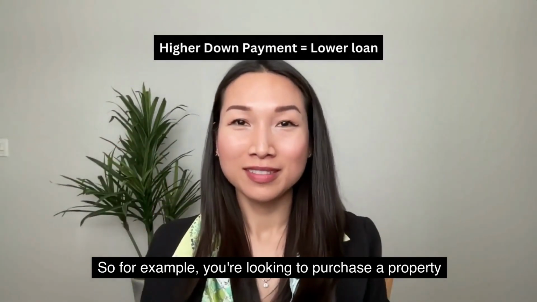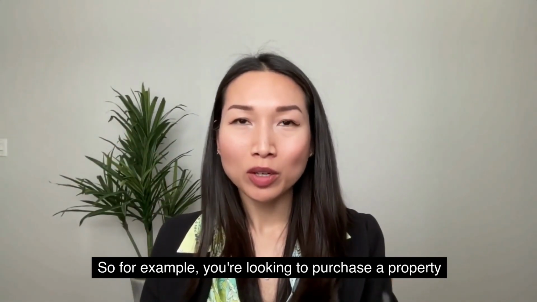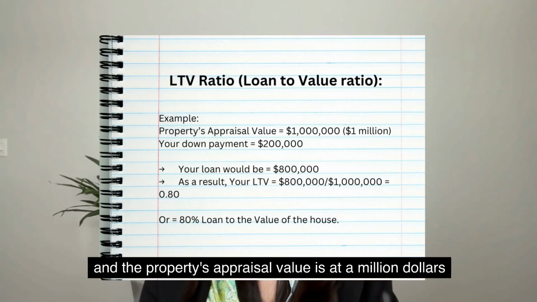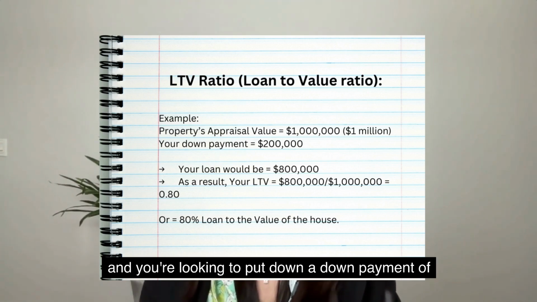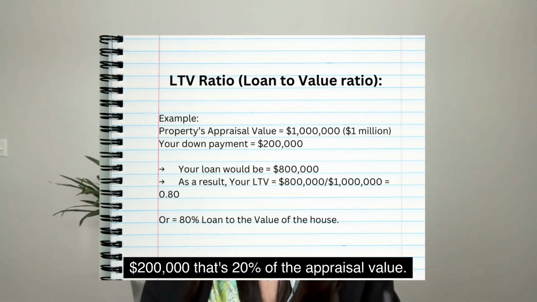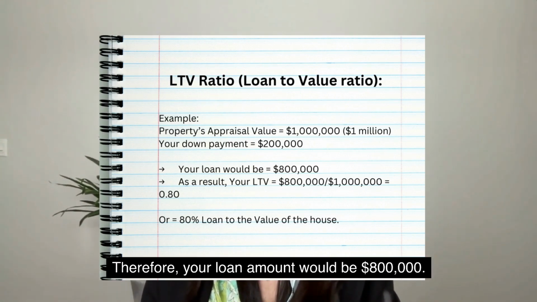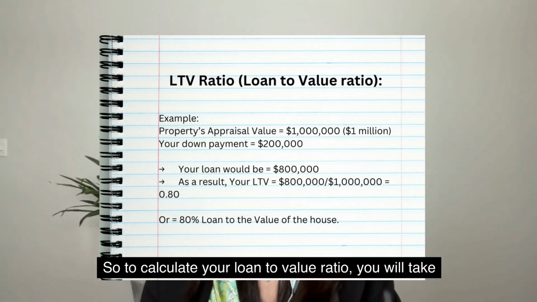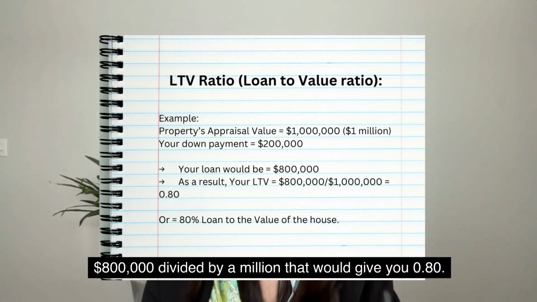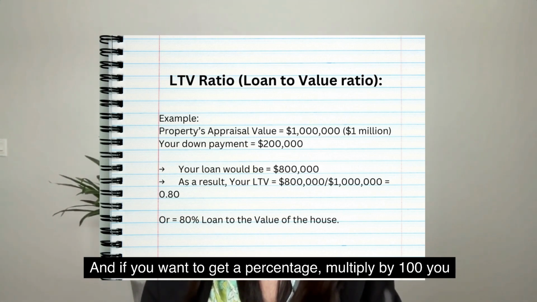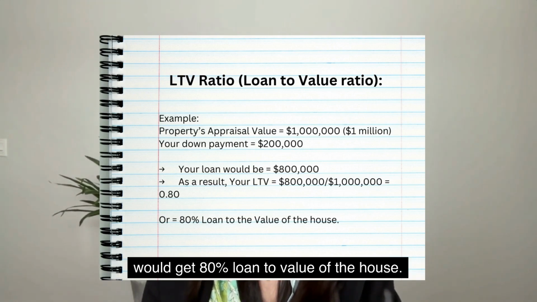So for example, you're looking to purchase a property, and the property's appraisal value is $1 million. And you're looking to put down a down payment of $200,000. That's 20% of the appraisal value. Therefore, your loan amount would be $800,000. So to calculate your loan to value ratio, you would take $800,000 divided by $1 million. That would give you 0.80. And if you want a percentage, multiply by 100, and you would get 80% loan to value of the house.